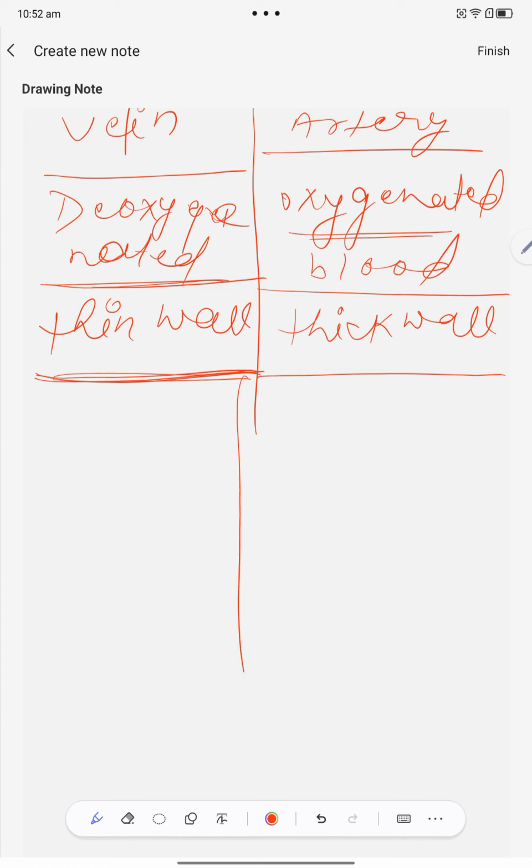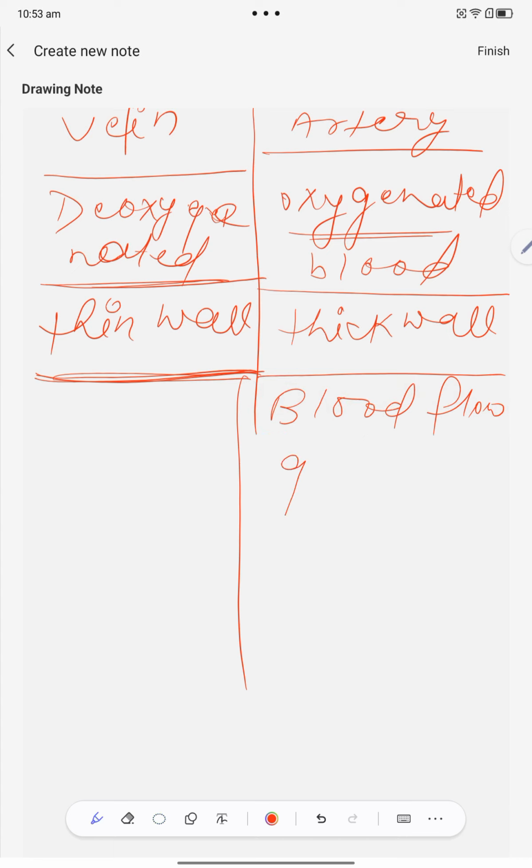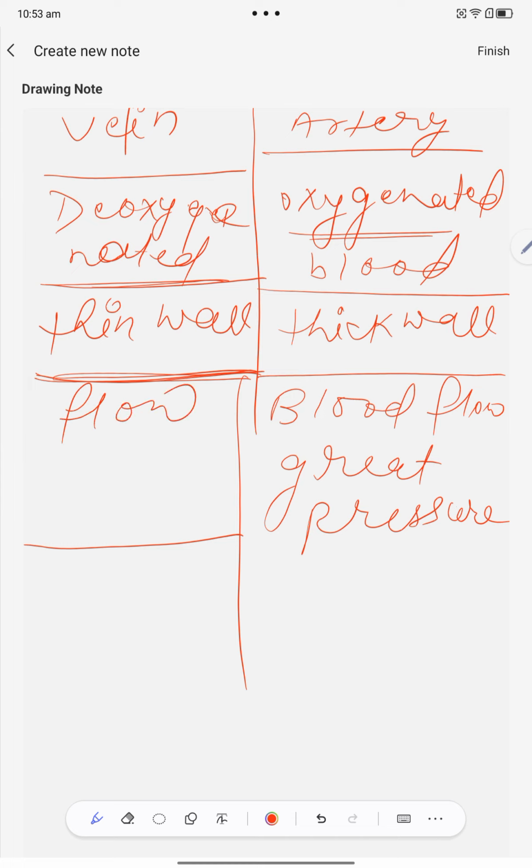Okay, the next point is the same. In arteries, blood flows with great pressure. In veins, blood flows with little pressure.